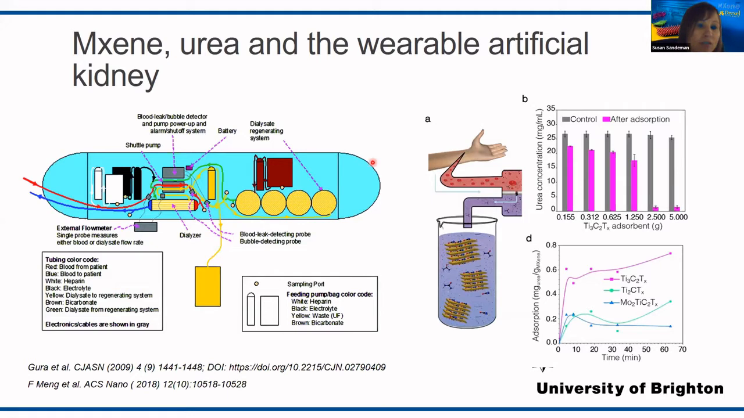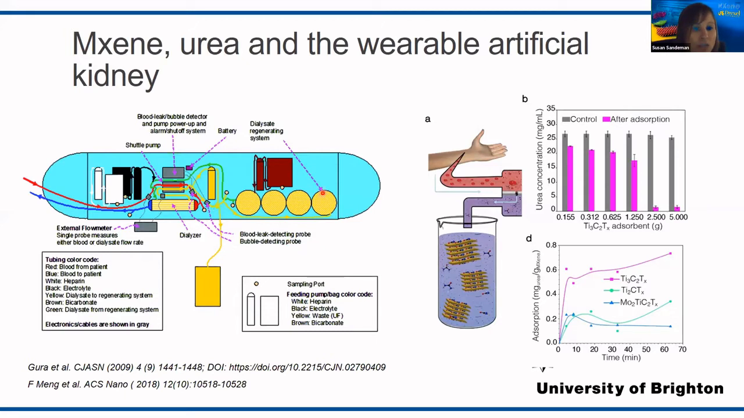So here you can see, Professor Gura, this is a schematic of the premise of one of the wearable artificial kidneys, where you have a miniaturization of the system. Patients who have chronic kidney disease and are in need of hemodialysis will tend to be hospital-based 3 times a week and hooked up to dialysis for 4 hours. So the idea is that portability will improve treatment options for patients.